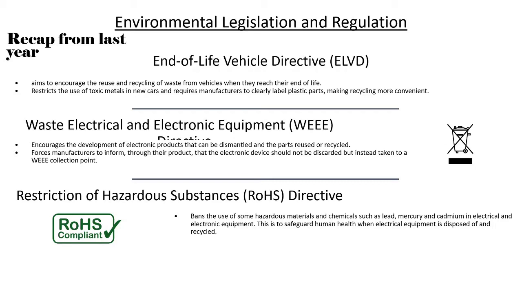So this bans the use of some hazardous materials and chemicals, things like lead, mercury, cadmium in electronics and electronic equipment. The whole point of this is to safeguard human health when electrical equipment is disposed of and recycled. Again, another reason why you can't just chuck it in bins and throw it in landfills, because it will release gases and that's going to cause poison.